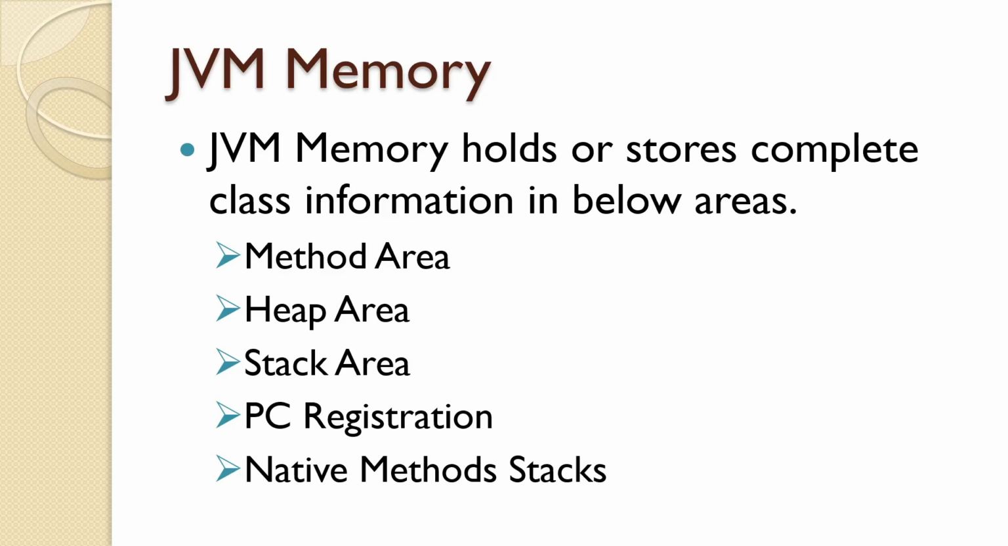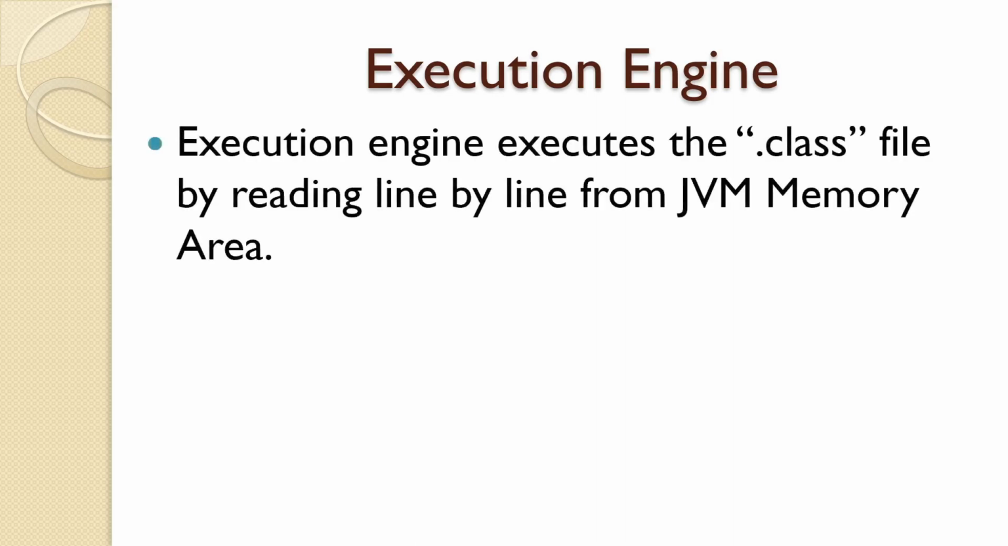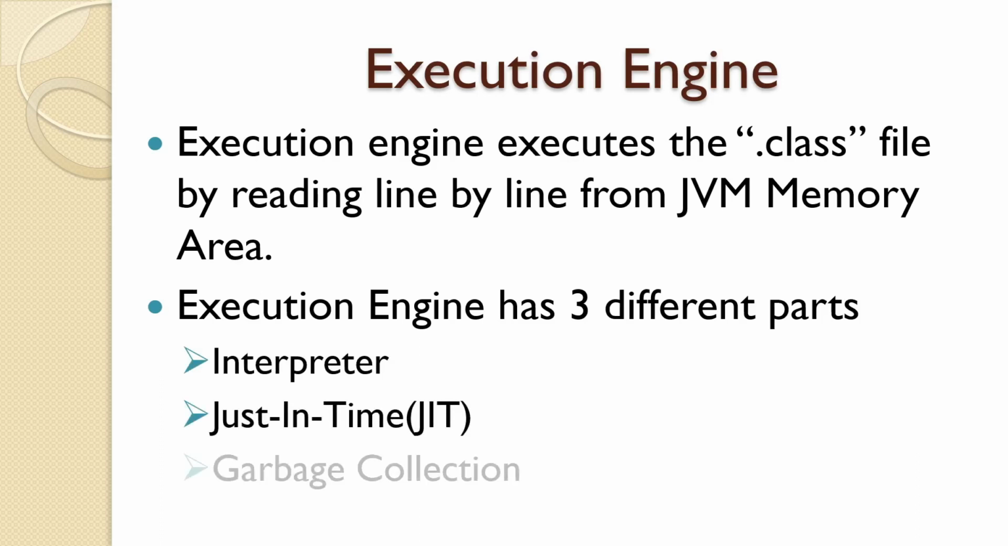Now let's see what the execution engine is. Execution engine executes the .class file, that is the bytecode of a class. It executes the bytecode line by line, reads the data and information of a specific class present in the various memory areas and executes the instructions. Execution engine has 3 different parts, that is an interpreter, just in time compiler, that is JIT, and garbage collector. Interpreter interprets the bytecode line by line and then executes. It just reads line by line and then executes.